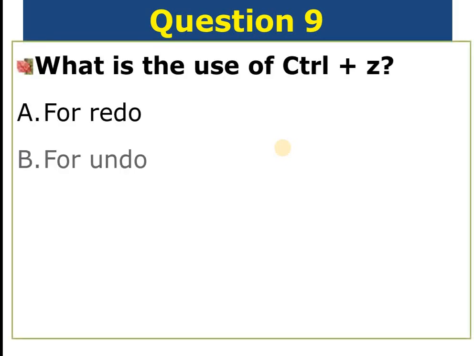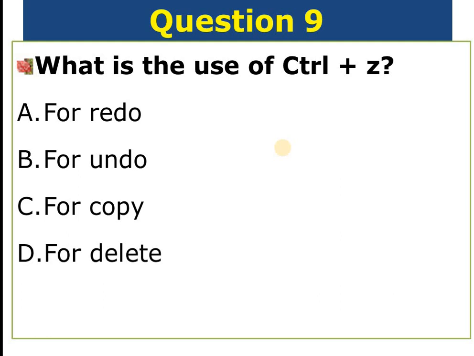Question number 9. What is the use of Ctrl plus Z? A. For redo, B. For undo, C. For copy, D. For delete. Choice B is the answer for undo. Ctrl plus Z is for undo.